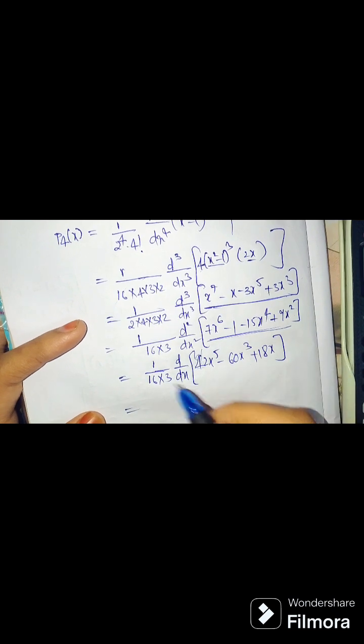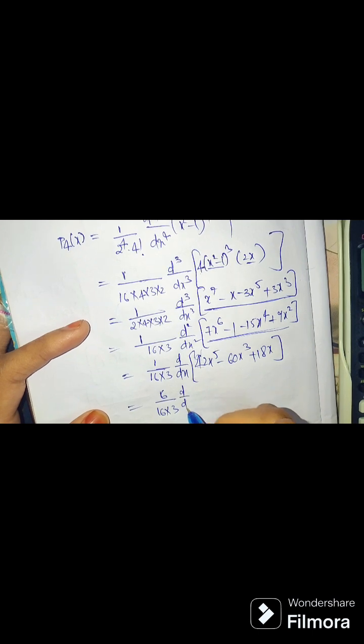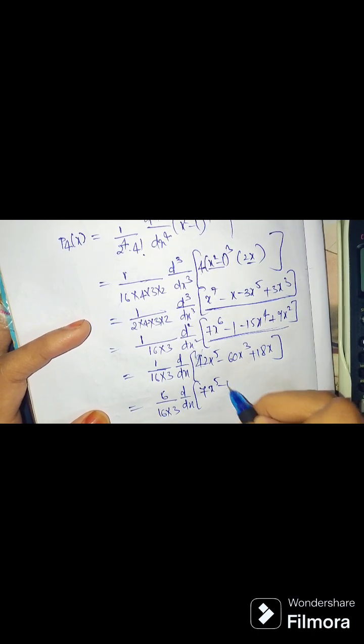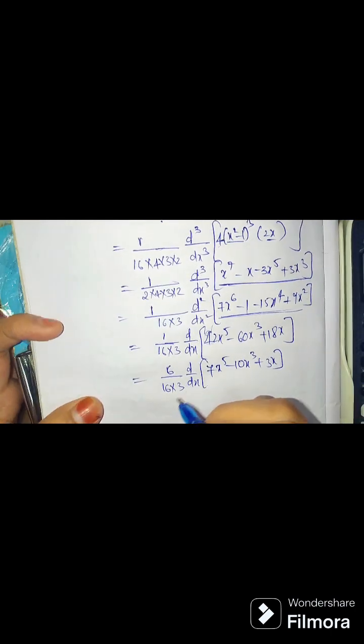It's common. So 6 by 16 into 3. 6 sevens are 42, no? 6 tens, 6 threes are... So now finally, the last derivative.